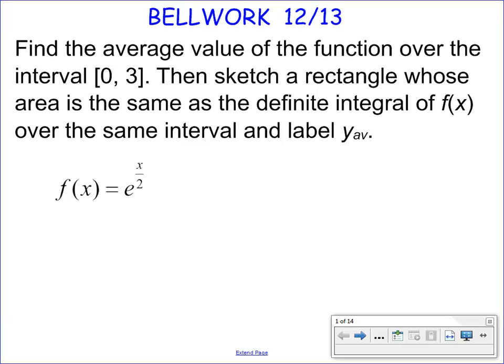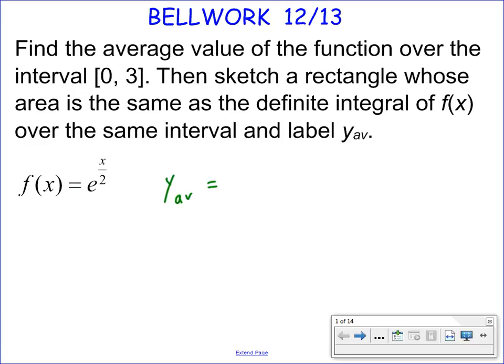Let's take a look at our Bellwork for today. We need to be able to find the average value of a function over a specified interval. So if we're given an original function, f of x is given by e to the x over 2, and an interval of 0 to 3, we can calculate the average value simply by using our formula for y average.